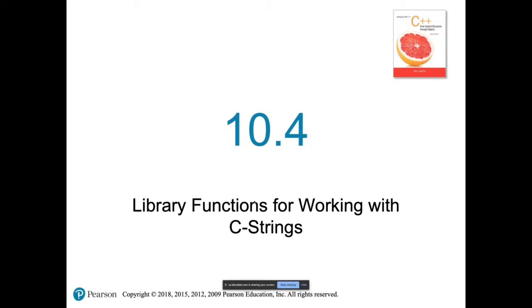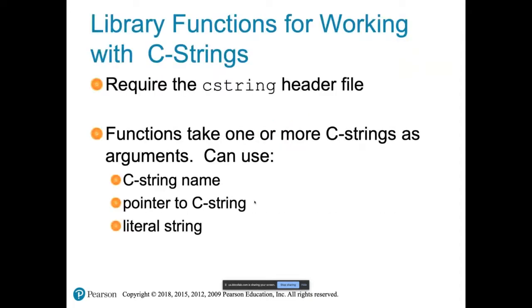Library functions for working with C strings. Just like we have a string header, we have another preprocessor directive, cstring. Functions take in one or more C strings as arguments. Can use the C string name. Remember, a C string name is nothing but the array name. A pointer to a C string and an array name are kind of interchangeable. They both store the address of the starting point of the array or a literal string.